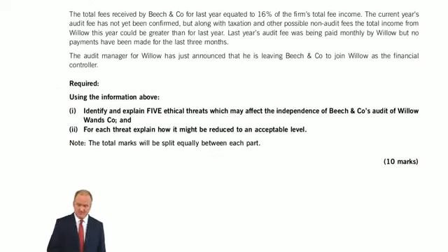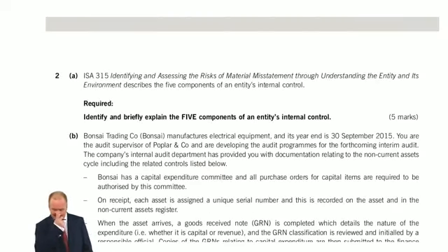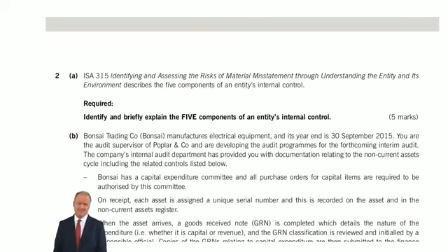Question 1. I think is the ethics question we did. Is it the ethics question we did yesterday? Maybe not. But another good example of a threats and safeguards question. But we've done all that already. Let's look at question number 2.